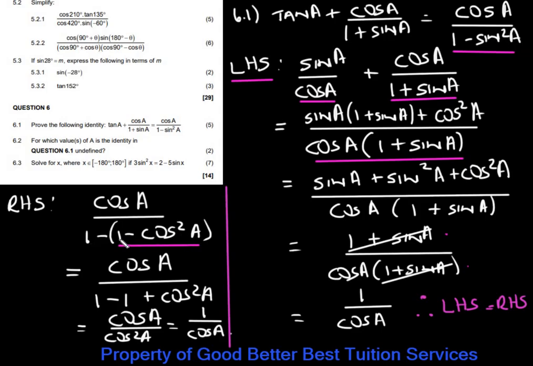And I see here that 1 minus 1 will cancel, and I'm left with positive cos squared A. So I'm left with cos A over cos squared A, and the cos will cancel the squared, and I'm left with 1 over cos A. And I can see that the left hand side is equal to the right hand side, and therefore my identity has now been proven.